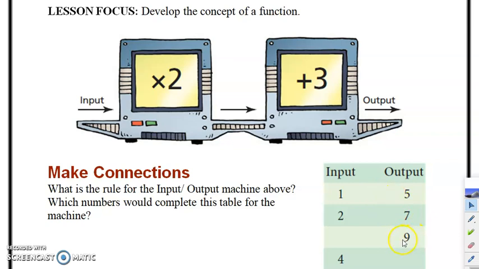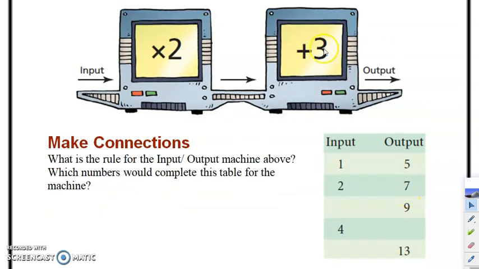And this can go in reverse as well. So if you know the output, you can find the input, just going in reverse order. Just inverse operation, same idea. So if we have 9, we're going to subtract 3 from it. And instead of multiplying by 2, we divide by 2. So we'd have 6 divided by 2 is 3. Input's 3. And so on.